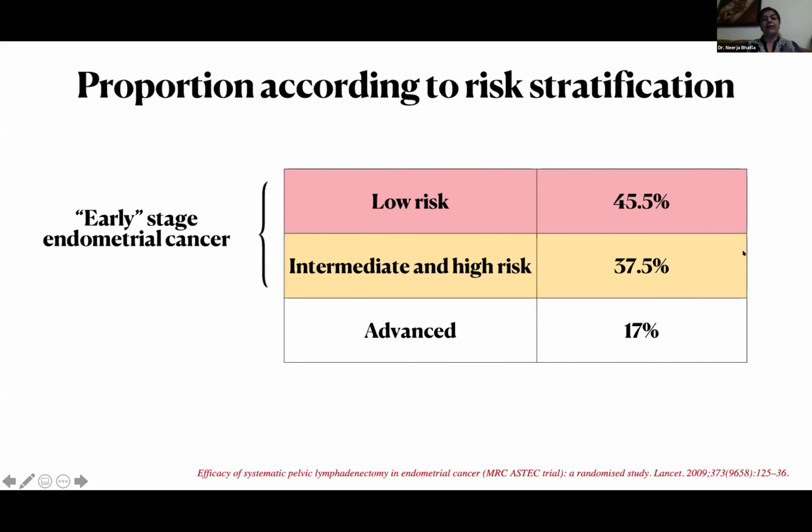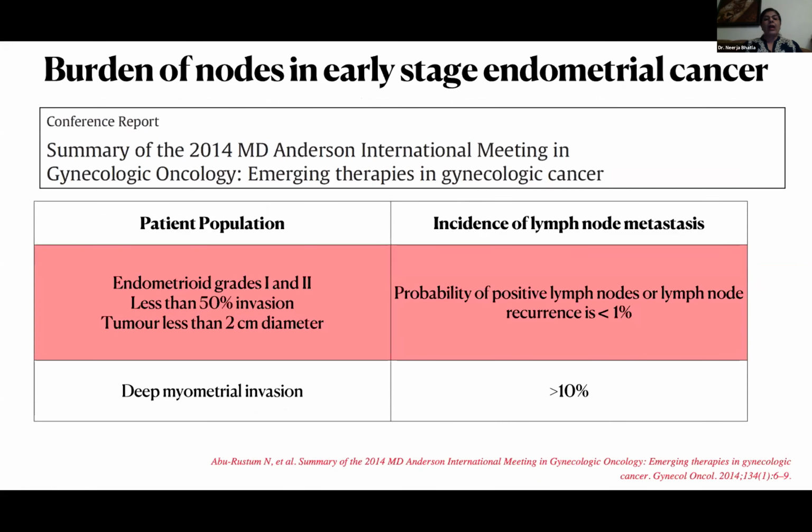are definitely in the low risk group, and about a third of them are in the intermediate and high risk group. And it is a small proportion, fortunately, in endometrium who come advanced. Next slide, please. And the burden of nodes was worked out in early stage cancers, and it was very clear that if they are endometrioid grades 1 and 2, less than 50% invasion, tumor size is up to 2 centimeters, the probability of positive lymph nodes or lymph node recurrence is less than 1%. Next, please.